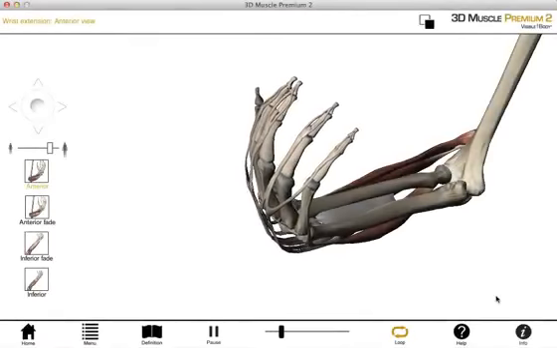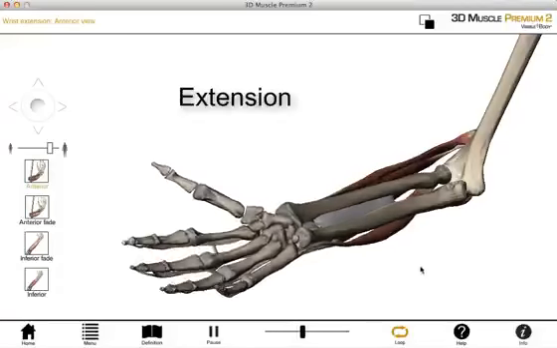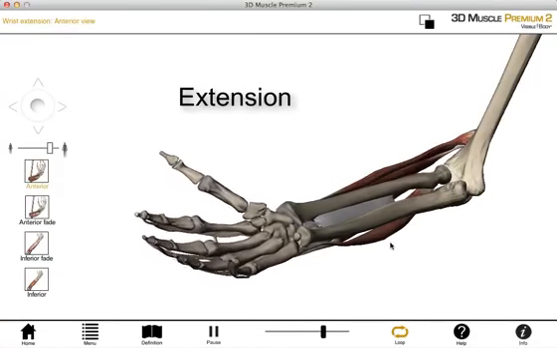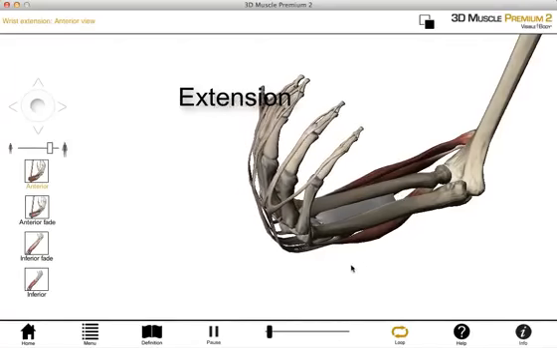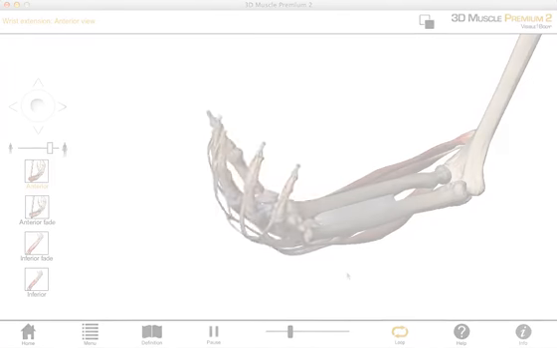Demonstrated in this animation is extension of the wrist joint, and you can see that these muscles that help to produce this movement are on the opposite side of the wrist joint. They're on the posterior side.